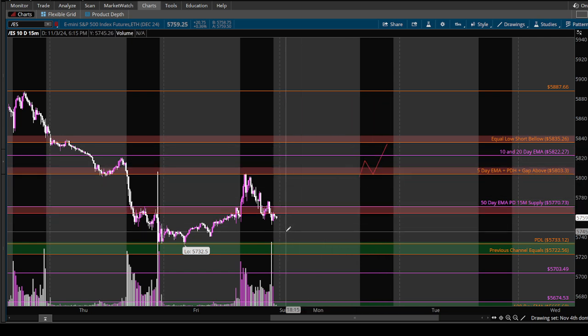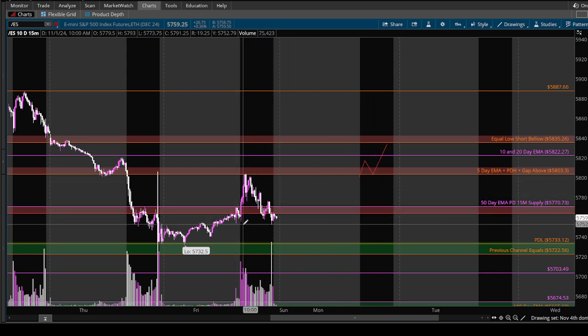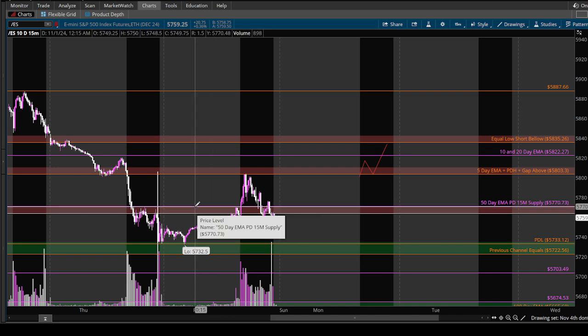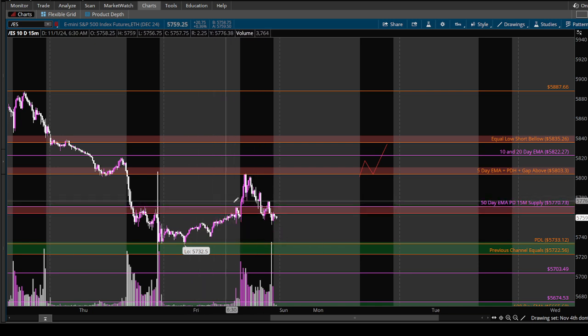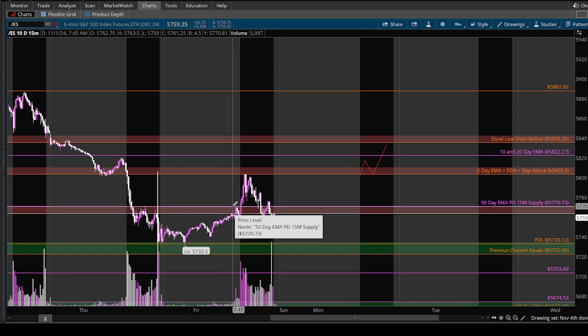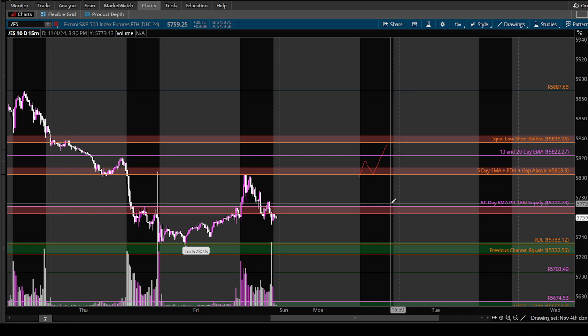So what is interesting on the downside is we have, let's say, the 50-day EMA. So let's say sellers come in full force, and the 50-day EMA acts as some sort of resistance. Then we can see 5750 will act as a strong level. That's why I put it as a zone here.